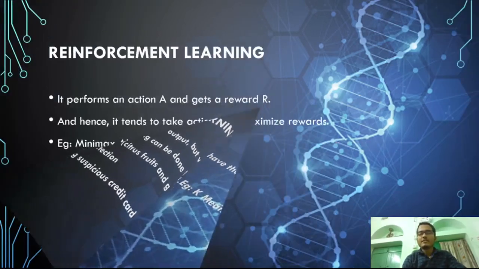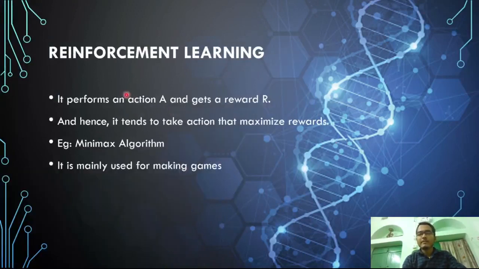Now let us see reinforcement learning. It performs an action A and gets a reward B, and hence it tends to take actions that maximize rewards. This is the thing which we'll talk about later. Example, minimax algorithm, it is mainly used for making games.